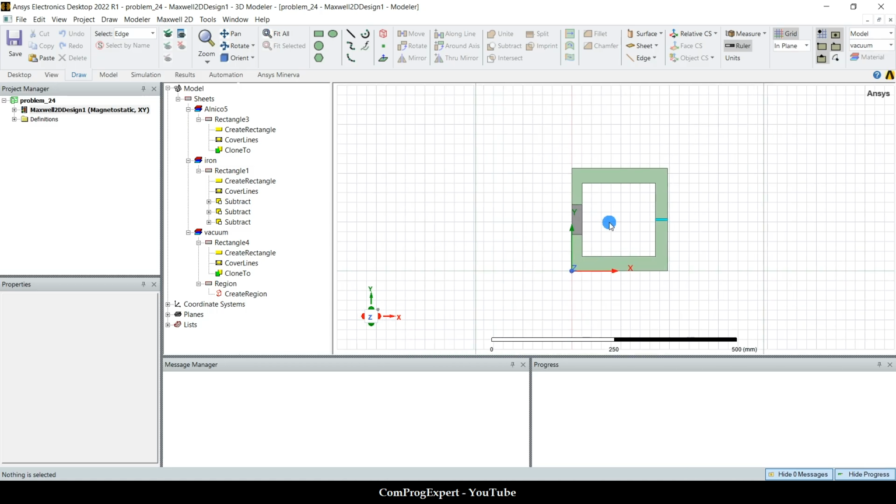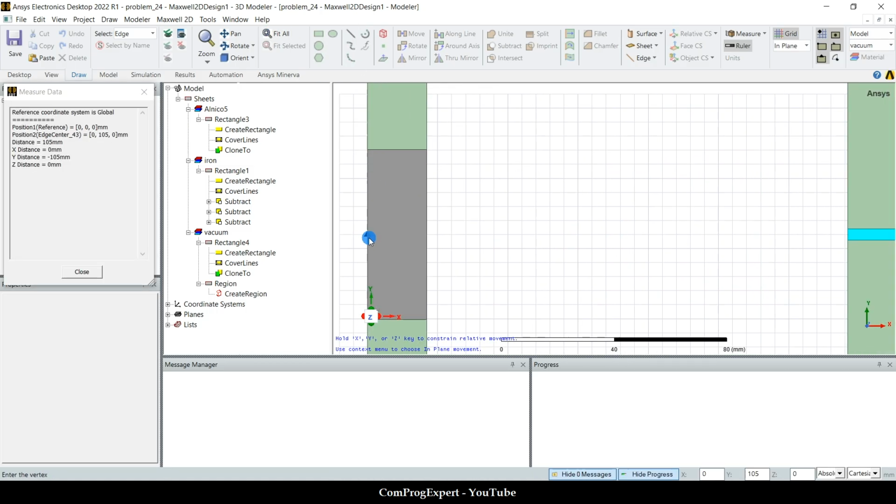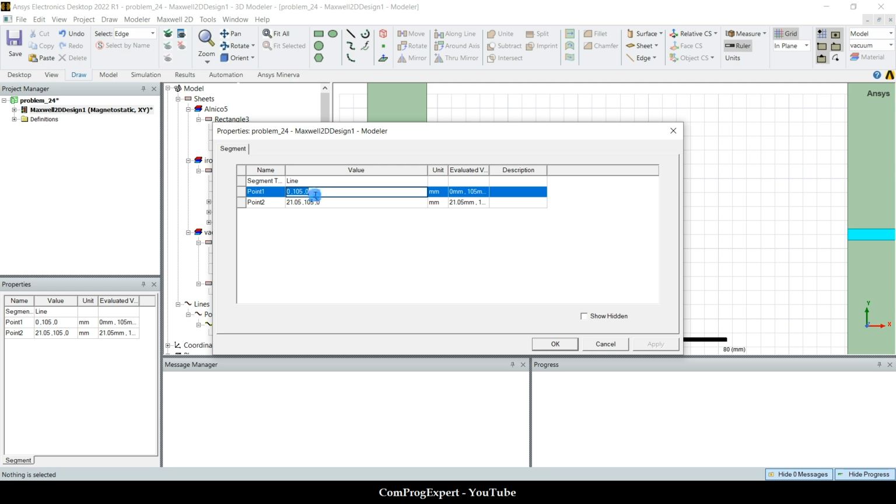So here, let's draw a line in the middle of this object, polyline. I write this is polyline of the Bm material. Let's set the dimensions. Here, let's write width of the yoke plus width of the window divided by 2. And this is width of the magnet.